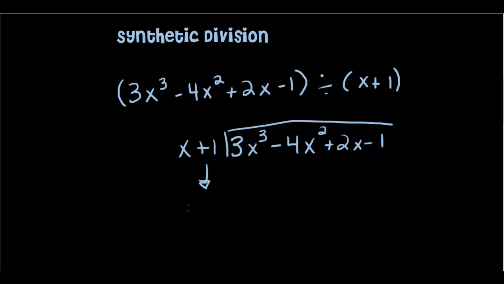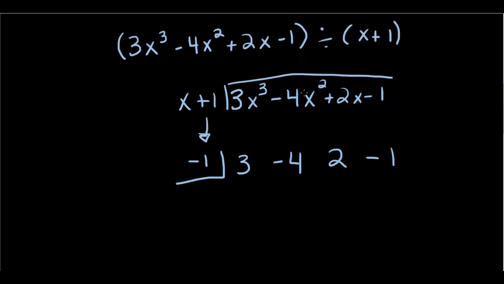So I'm going to write -1 and put it in a little box. Then I'm going to drop the coefficients for every single one of these terms: 3, -4, 2, and -1. Notice the polynomial is written in standard form, in descending order. If I was missing one of the exponents, then I would add a placeholder. For instance, let's say that I had 3x cubed plus 2x minus 1, then I would have added a 0 here for the x squared. But since I have every single one of the exponents, I don't have to add a placeholder.